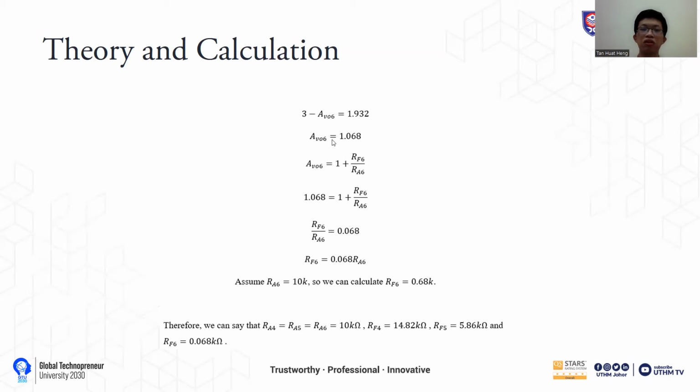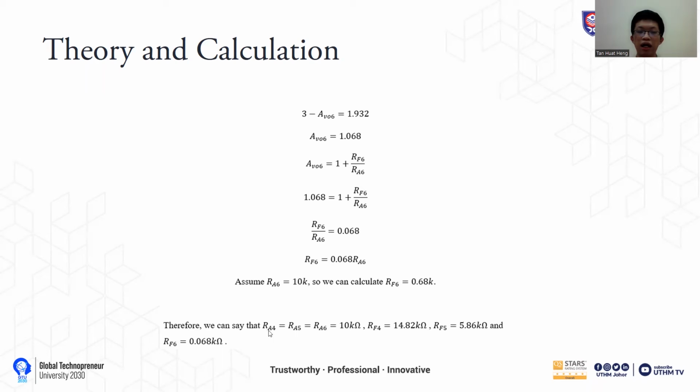So for the last, Av06 is equal to 1.068. So Rf6 divided by Ra6 is equal to 0.068. The ratio is Rf6 equal to 0.068 Ra6. So we assume Ra6 is equal to 10 kilo ohms. So we calculate Rf6 equal to 0.68 kilo ohms.